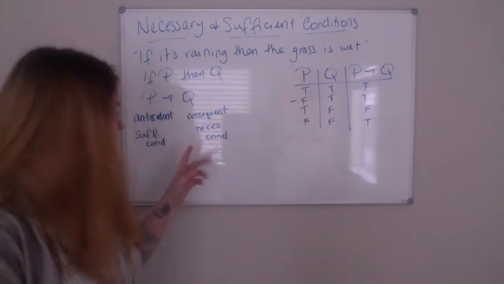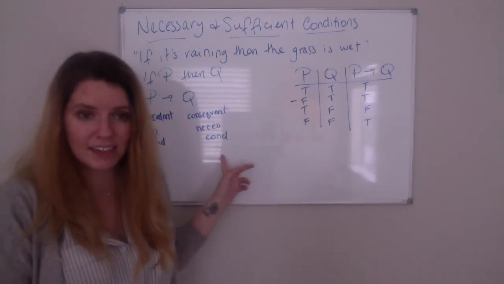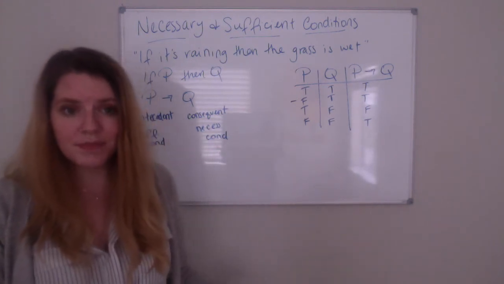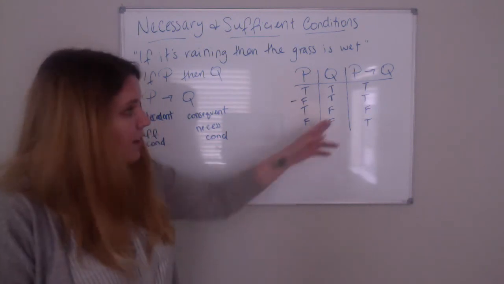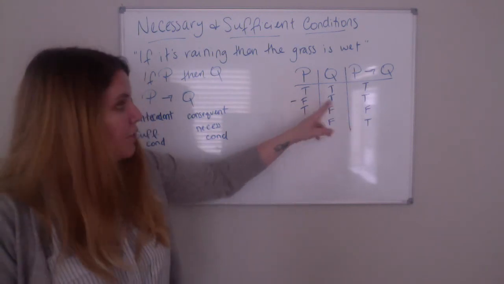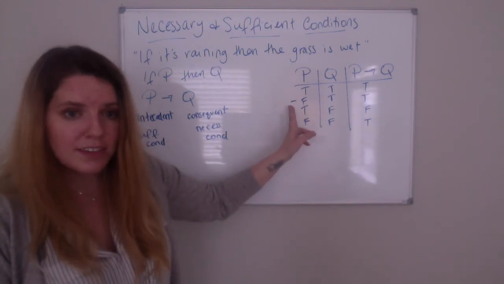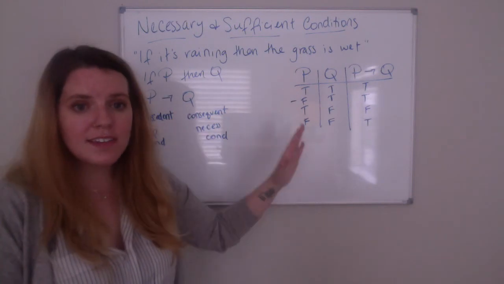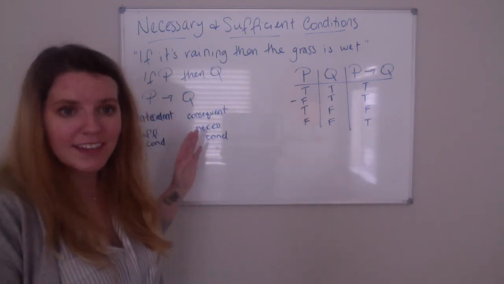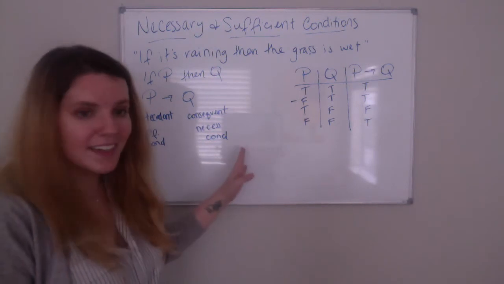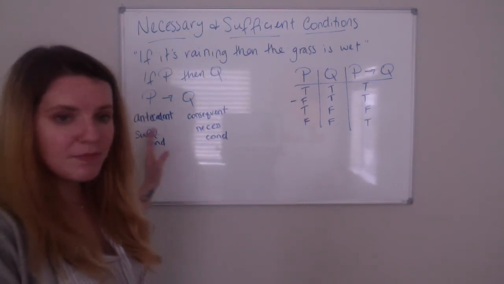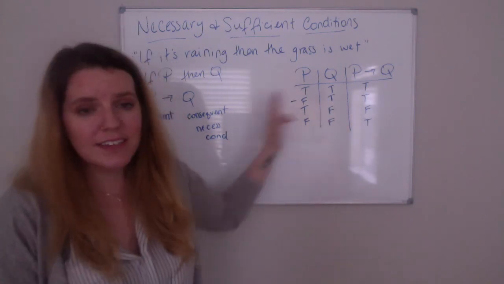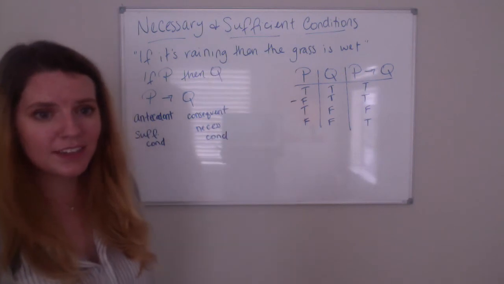Well, remember, the consequent is a necessary condition, and a necessary condition doesn't guarantee the thing that it's a necessary condition for. So it's okay for the consequent to be true and the antecedent to be false. We can still have a true conditional claim, because the consequent being true doesn't have to guarantee that the antecedent is true. Necessary conditions don't have to guarantee the thing that they're conditioned for. All right? So the grass being wet doesn't have to guarantee rain in this particular example.